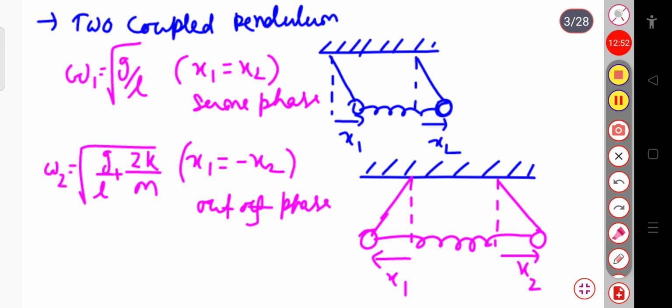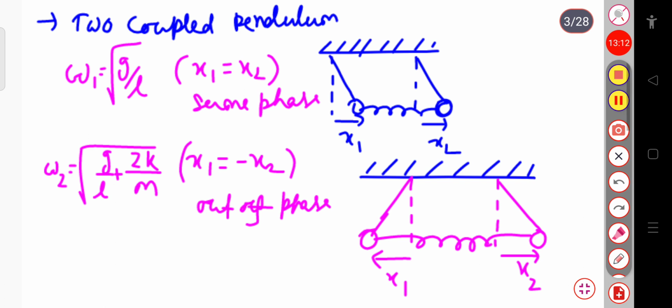This is the important thing you should remember for the two coupled pendulums, which is an application of the two coupled oscillator. So omega 1 will be equal to root of g by L when x1 equal to x2, that is they are in the same phase, and omega 2 will be equal to root of (g by L plus 2k by m) when x1 is equal to minus x2, that is they are in opposite directions, so that is called out of phase.